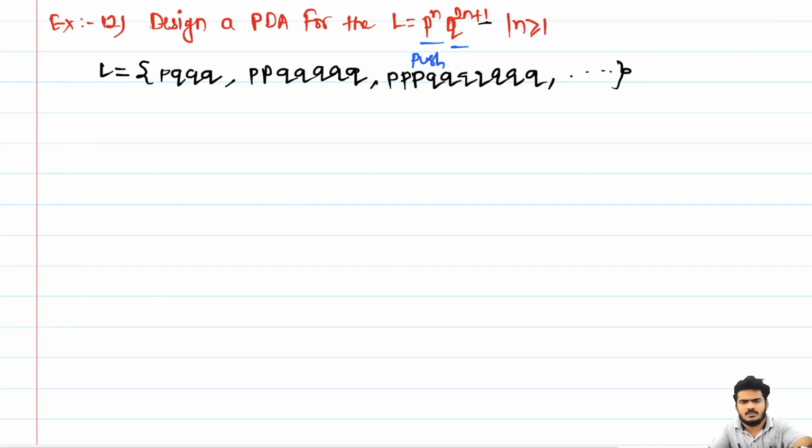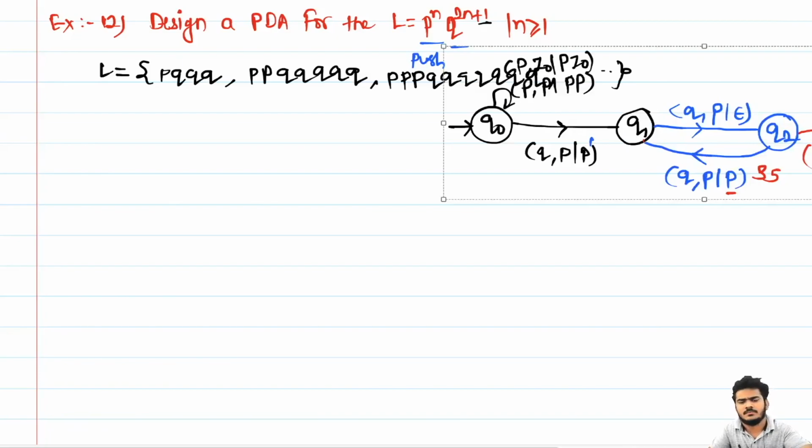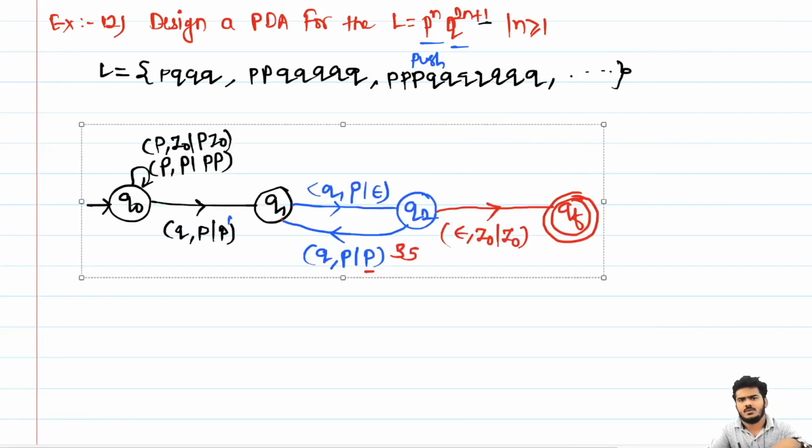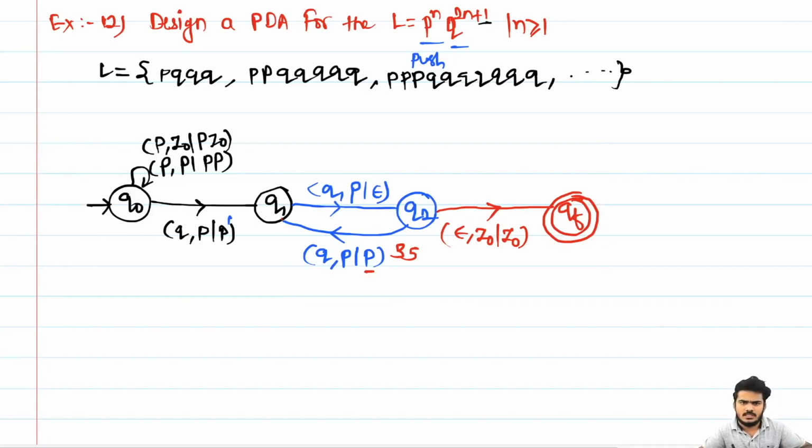So we have seen that for this example we solved it in another approach: whenever p comes we push that p into the stack. Suppose this is the stack and the bottom of the stack is z0, and I will take this string as an input. Whenever p comes I will push that p into the stack.